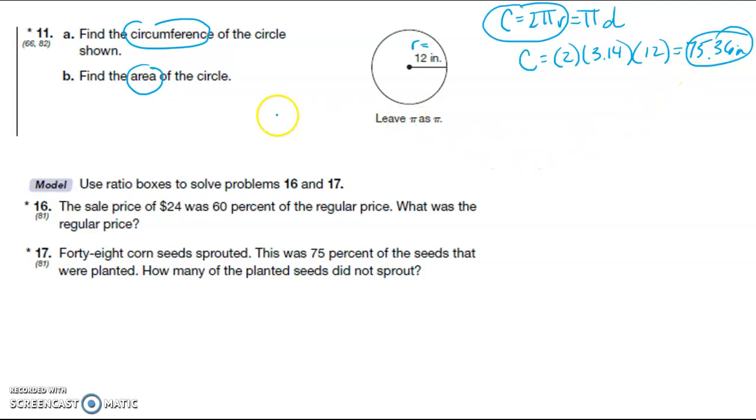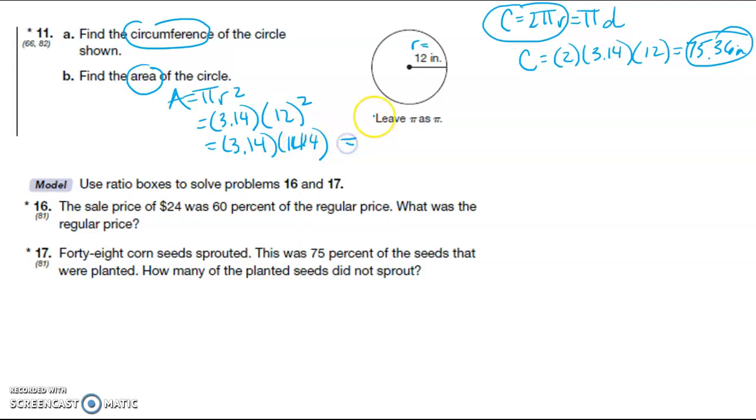Okay. And then for area, we know that the area is pi r squared. This is also in the back of your spiral. So 3.14 for pi. R is 12. We're going to square it. So that's 3.14 times 12 squared, which is 3.14 times 144. Okay, this is 452.16 inches squared.